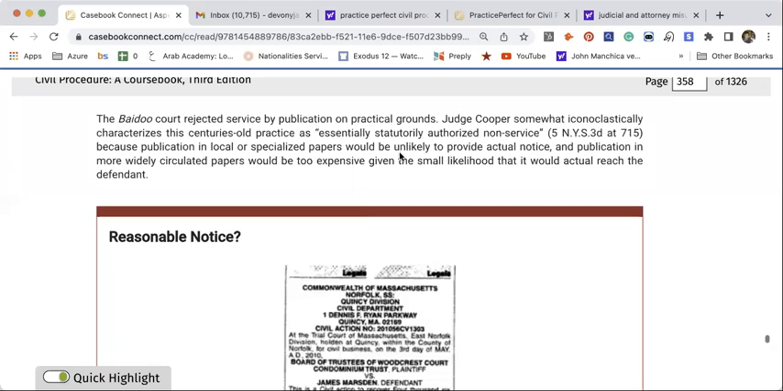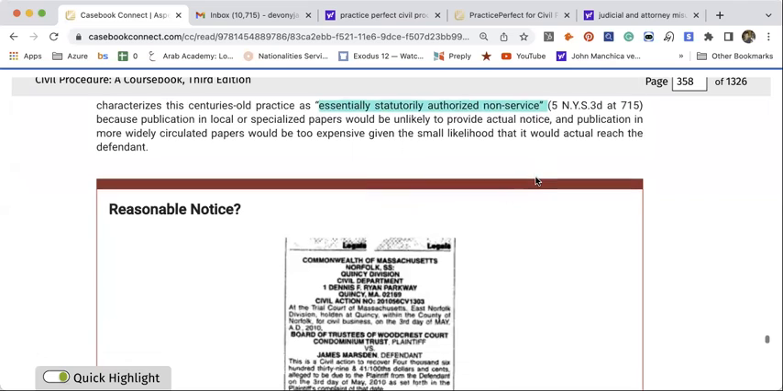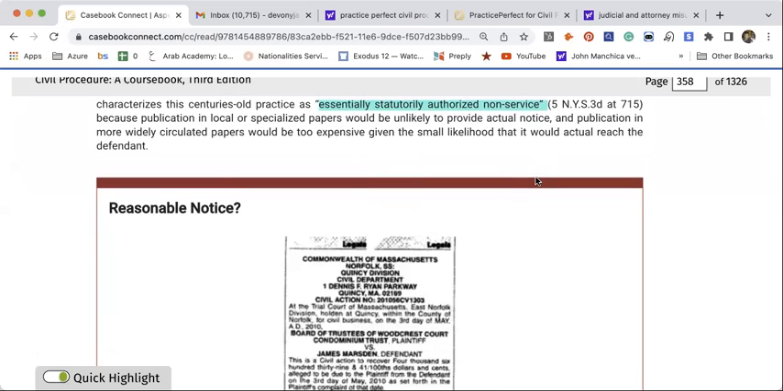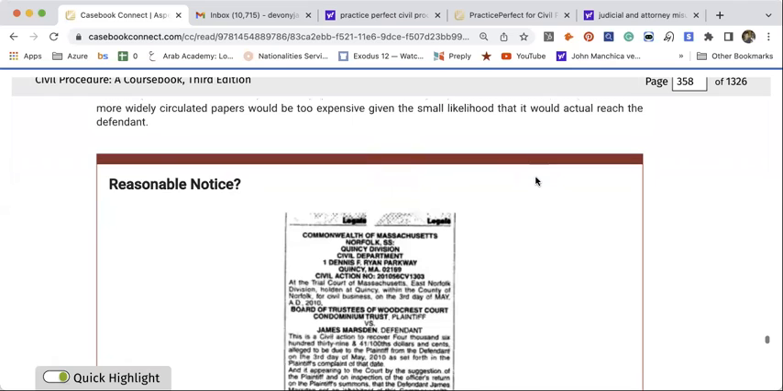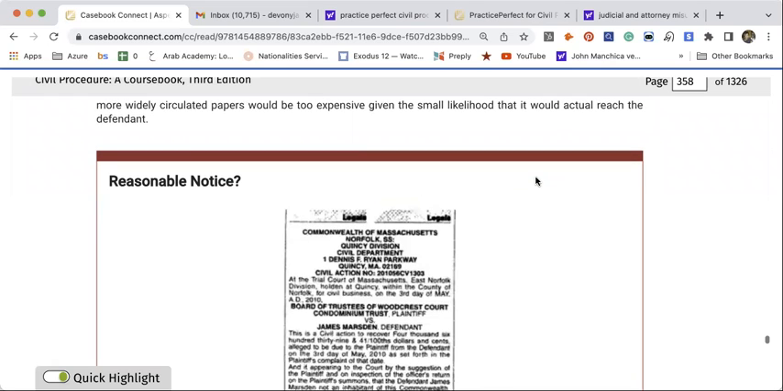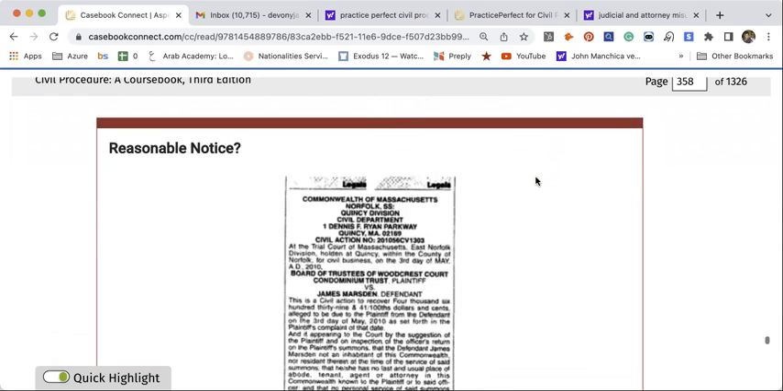Judge Cooper somewhat iconically characterized this centuries-old practice as essentially statutorily authorized non-service. Because publication in local or specialized newspapers would be unlikely to provide actual notice, and publication in more widely circulated papers would be too expensive given the small likelihood that it would actually reach the defendant.